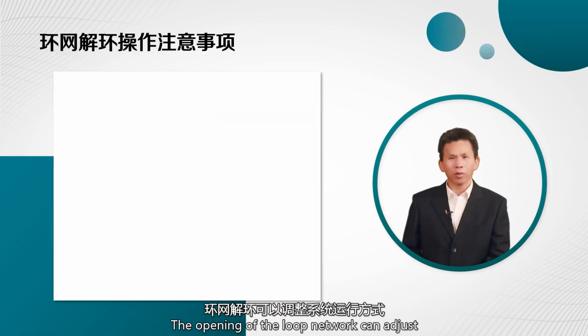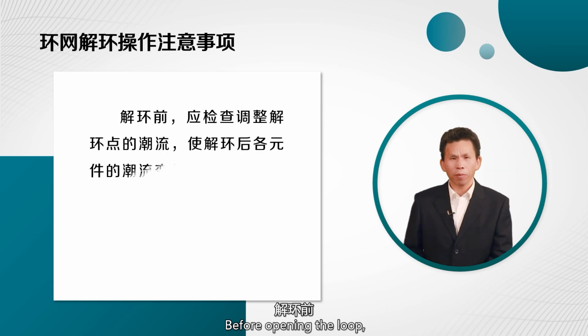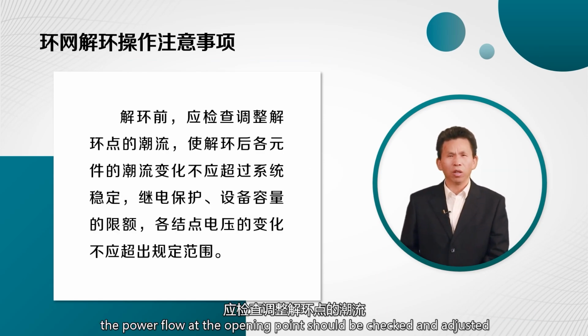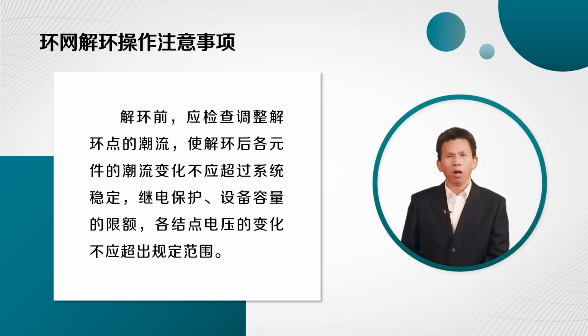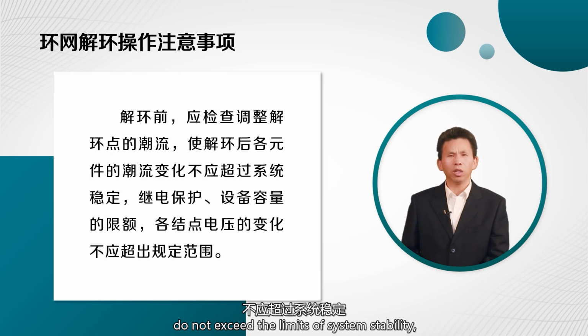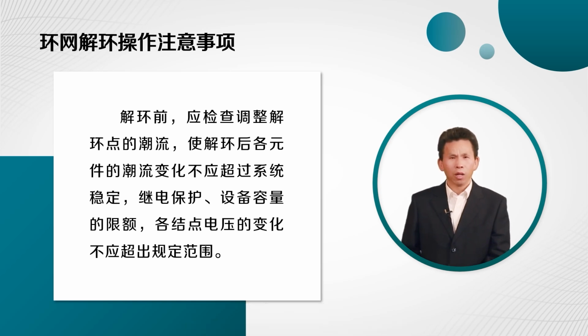The opening of the loop network can adjust the operation mode of the system. Before opening the loop, the power flow at the opening point should be checked and adjusted to ensure that the power flow changes of each component after loop opening do not exceed the limits of system stability, relay protection, and equipment capacity. The voltage changes at each node should not exceed the specified range.